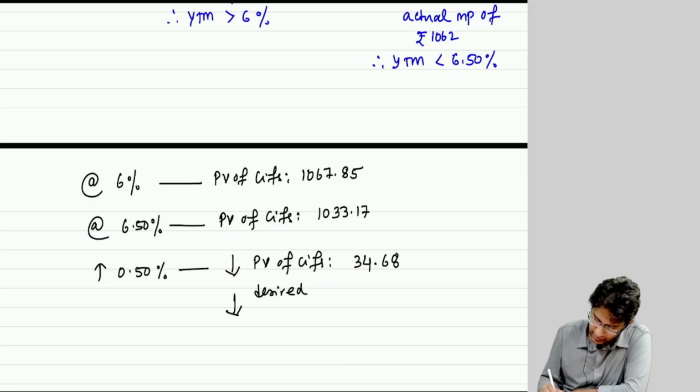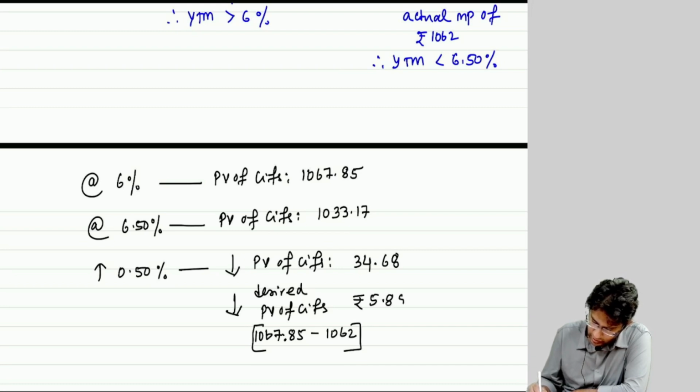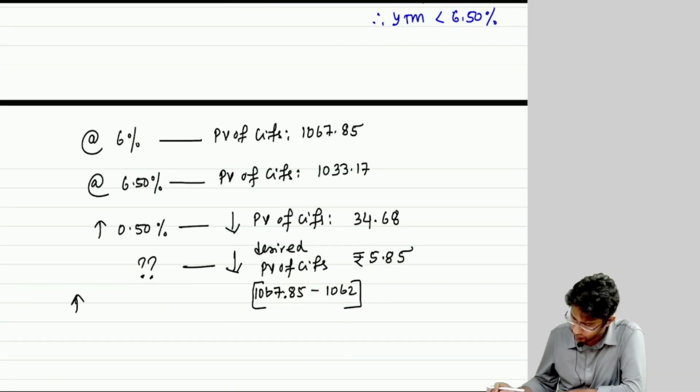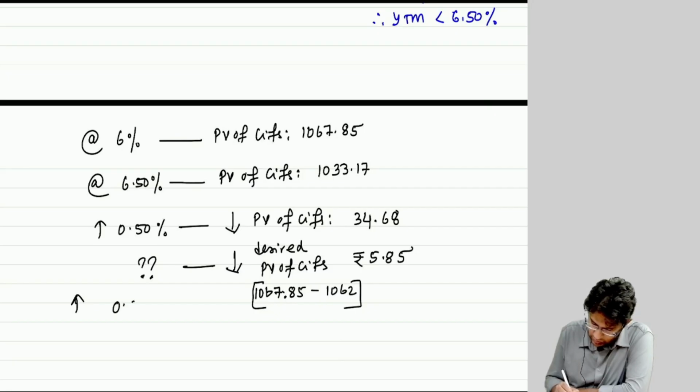Desired decrease in PV of cash inflows is: 1067.85 should come down to 1062. So all I want is only a change of 5.85 rupees. So how much should I increase? Cross multiply: 0.5 into 5.85 divided by 34.68. That is 0.084%.